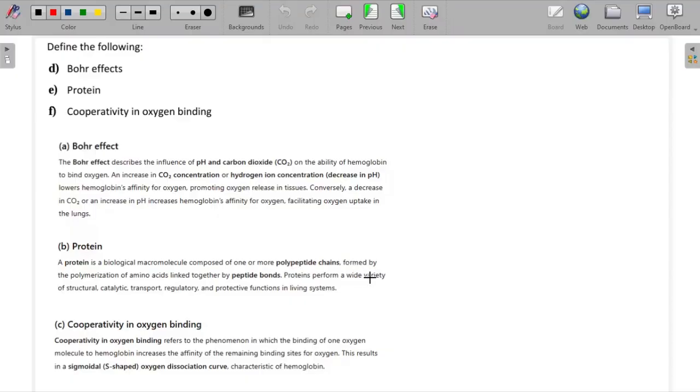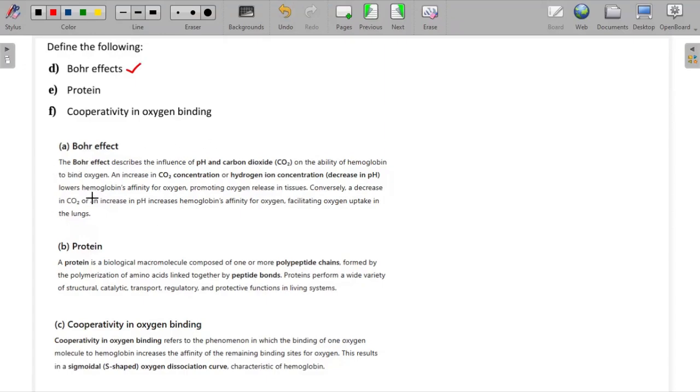Let us look at these questions here. They're saying, define the following. The first concept that we have to define is Bohr effects. So what is the Bohr effect?